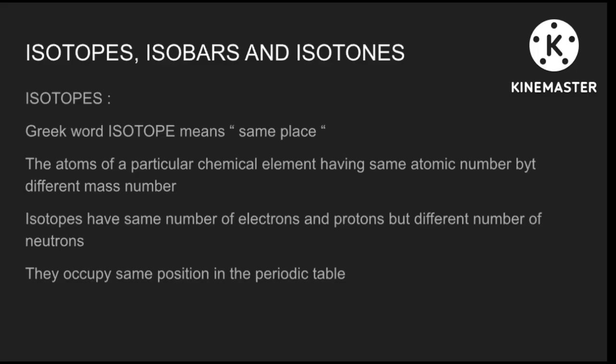You have already heard these words: isotopes, isobars and isotones. Now we are going to understand them one by one. So first of all is isotopes. This is a Greek word which means same place. So the atoms of a particular chemical element have the same atomic number but different mass number. Isotopes have the same number of electrons and protons but different number of neutrons. They occupy the same position in the periodic table.